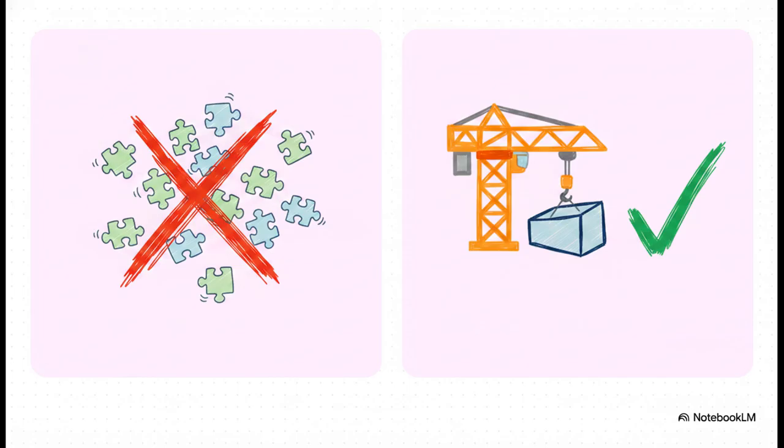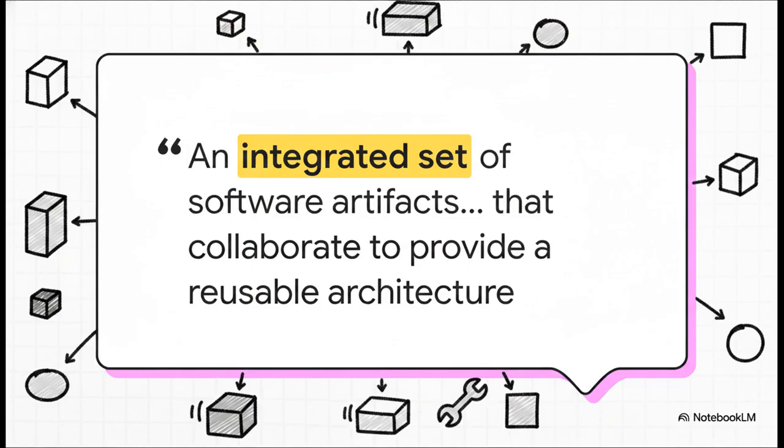Because of this, modern software engineering shifted towards reusing much larger-grained abstractions. And these larger structures, those are what we call frameworks. So, what exactly is a framework? Let's look at the formal definition from Schmidt and his colleagues.